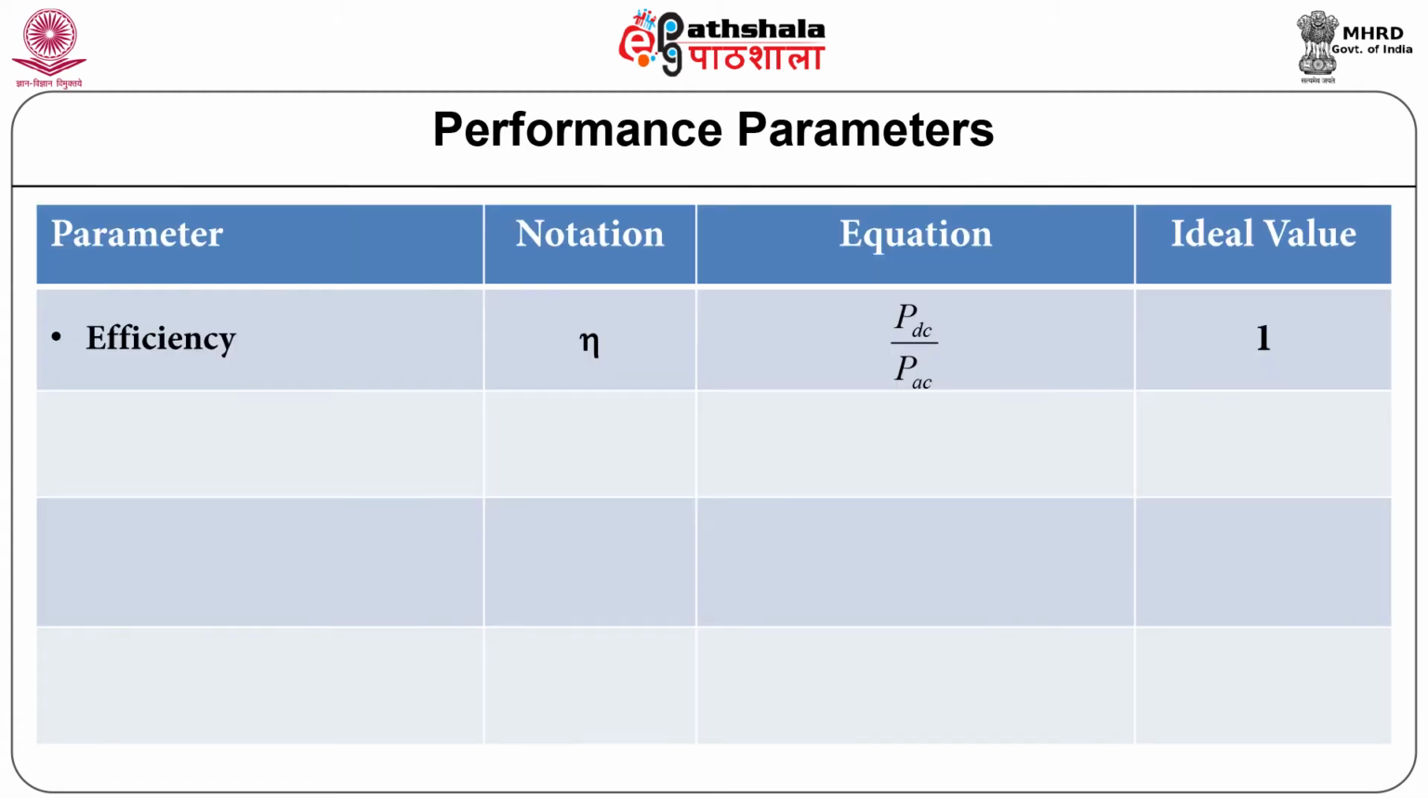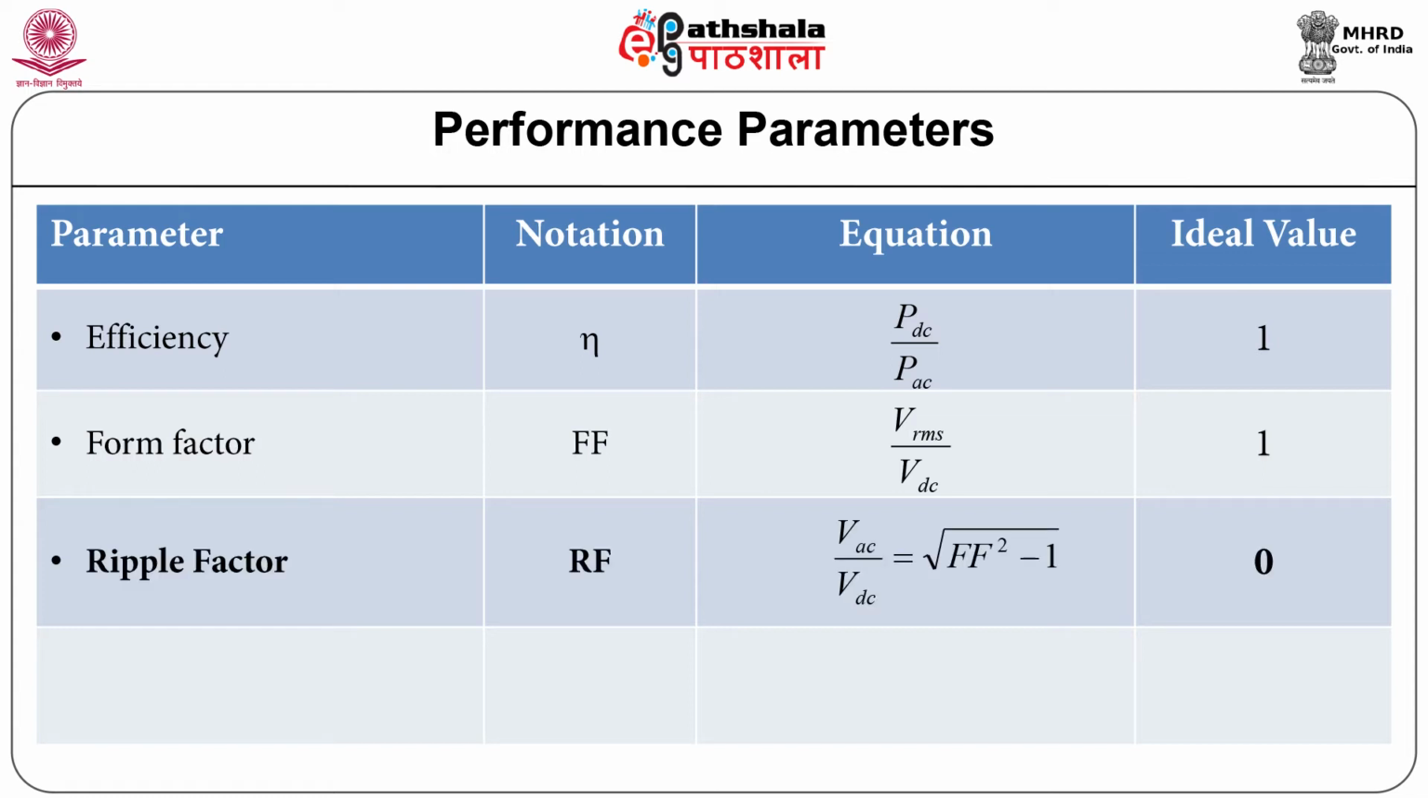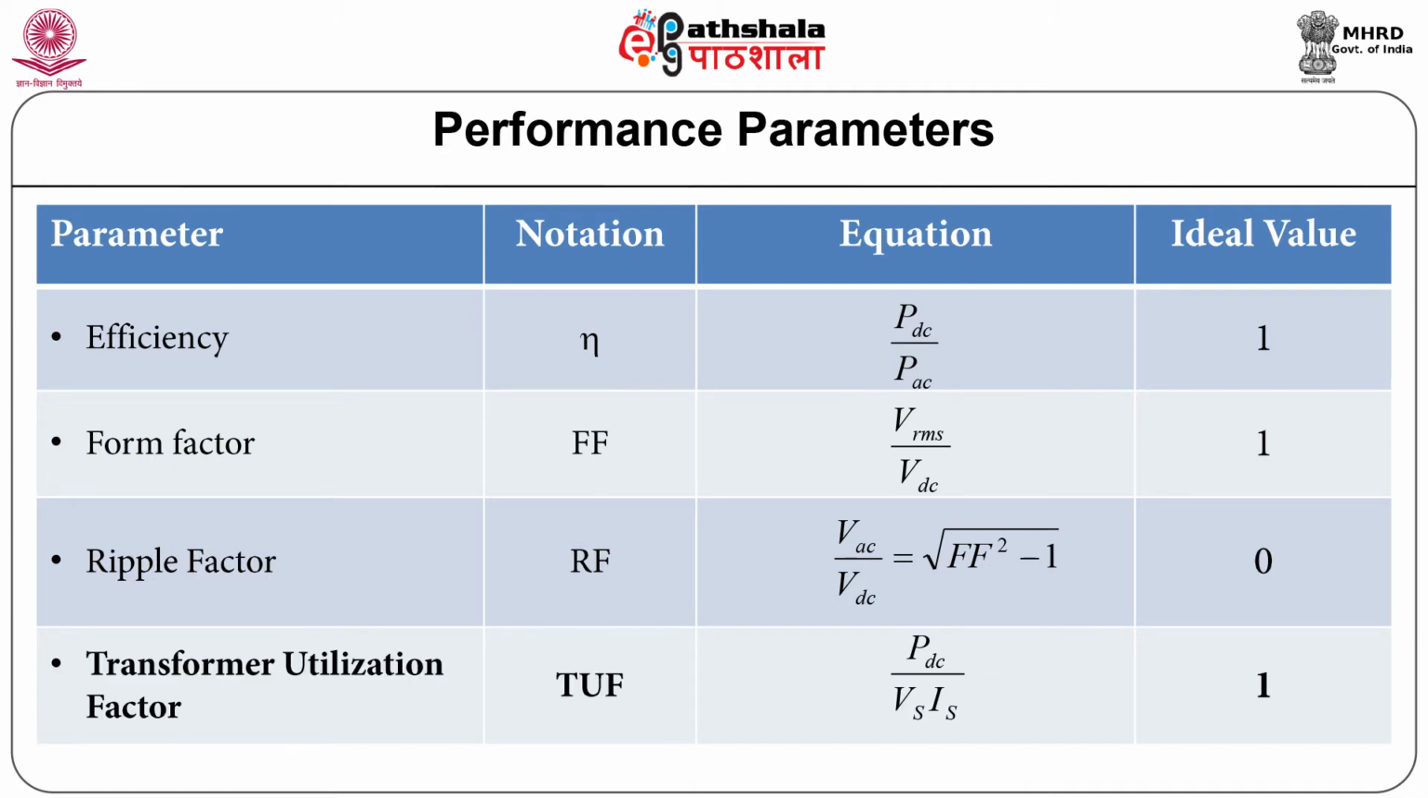First is efficiency. Efficiency is nothing but output DC power divided by output AC power. Then the second parameter is form factor, which is nothing but the RMS voltage of the output divided by the DC voltage of the output. From form factor, one can determine the ripple factor. And transformer utilization factor is the most important performance parameter in this. The ideal values are also shown in this table.